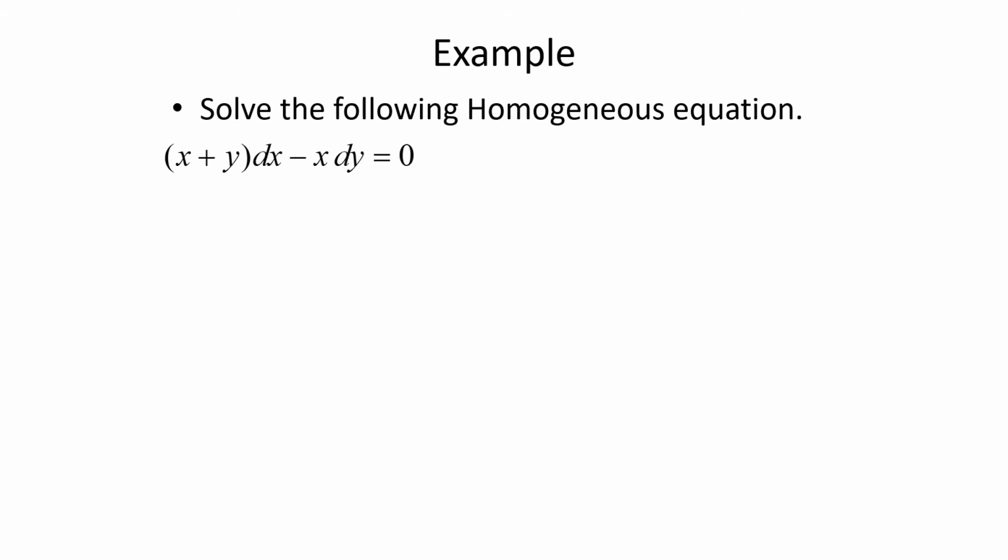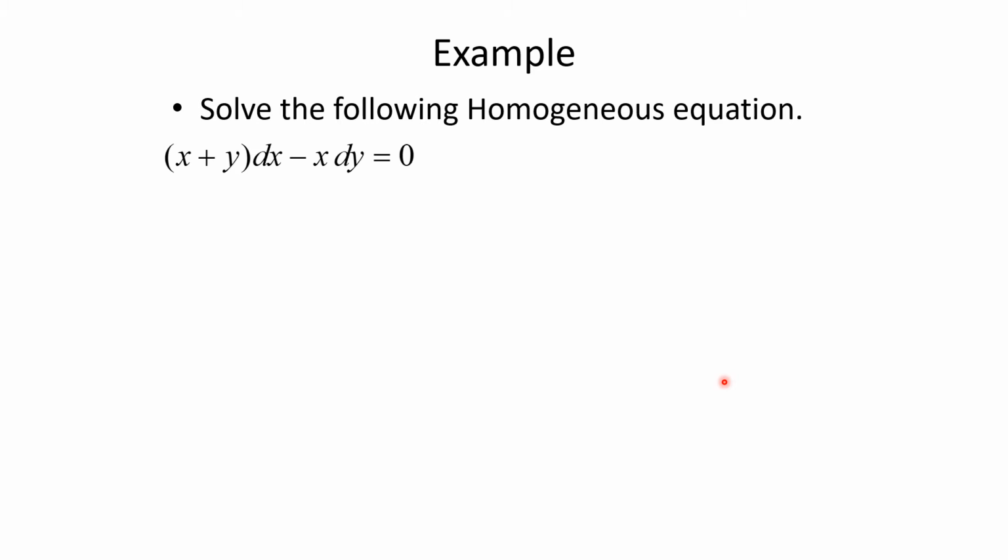Let's look at a second example. So this time it says solve the following homogeneous equation. x plus y times dx minus x times dy equals 0. Since they told us that it's homogeneous this time, we're not going to worry about showing that it's homogeneous because we already know they told us it was. So we're just going to solve this.